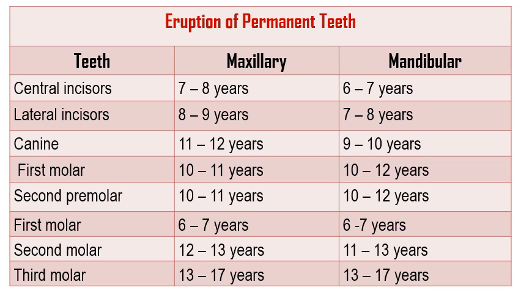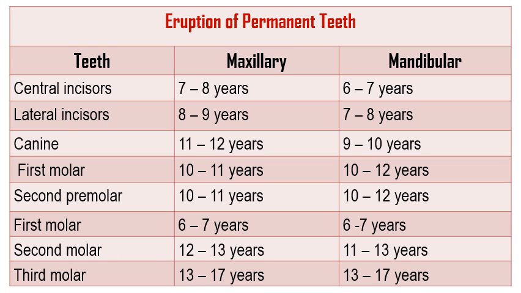And first premolar it is 10 to 11 years in the maxillary region, and in the mandibular region it is between 10 to 12 years of age. And the second premolar is similar to the first, 10 to 11 years of age, and the mandibular also erupts in the same time duration. First molar, it is around 6 to 7 years when it starts erupting in maxillary, and simultaneously it erupts in the mandibular region as well. And second molar starts to erupt when the child is around 12 to 13 years of age, and mandibular also it is 11 to 13 years.